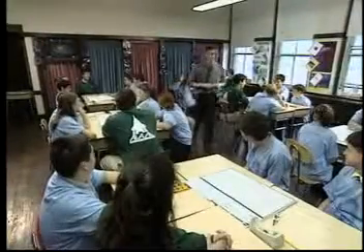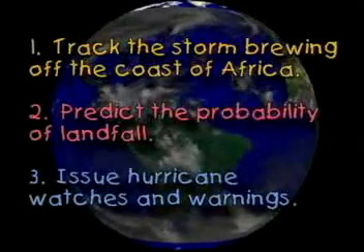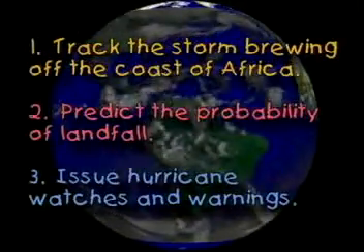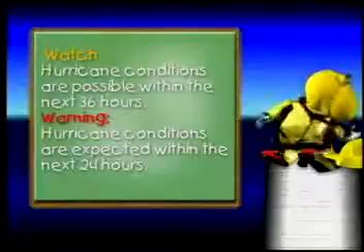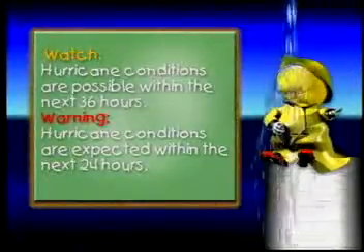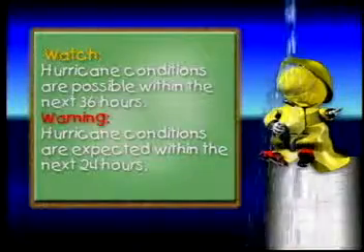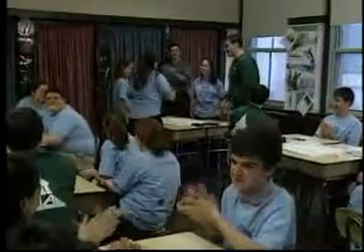To begin, your teacher will divide you into teams of meteorologists. It is your job to track the storm brewing off the coast of Africa, predict the probability of landfall, and issue hurricane watches and warnings. A hurricane watch means that hurricane conditions are possible within the next 36 hours. A hurricane warning means that hurricane conditions are expected within the next 24 hours. The team with the most accurate predictions will be the winners of the game.